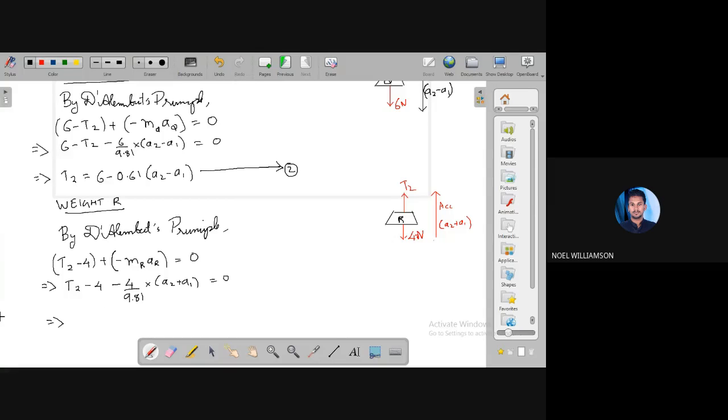Now here also we will get a simplified relation like T2 equal to 4 plus 4 by 9.81 into A2 plus A1, which is equation number 3.